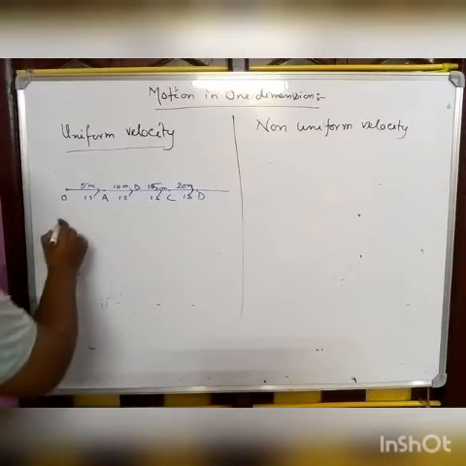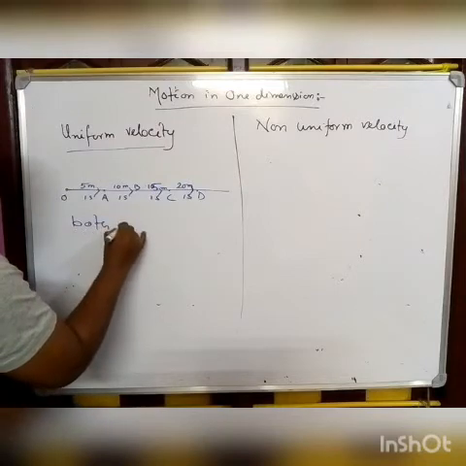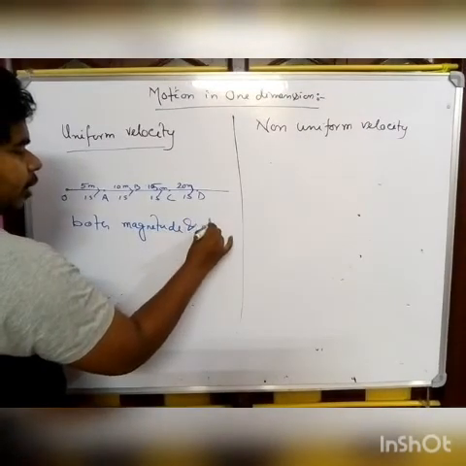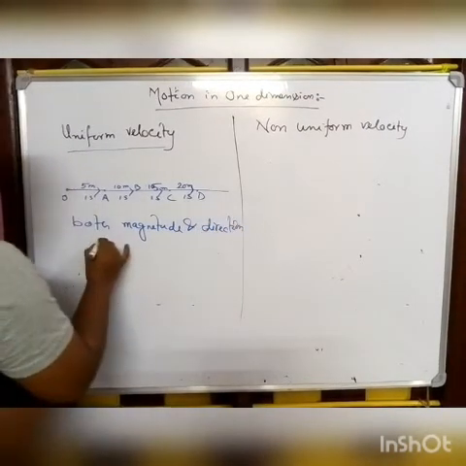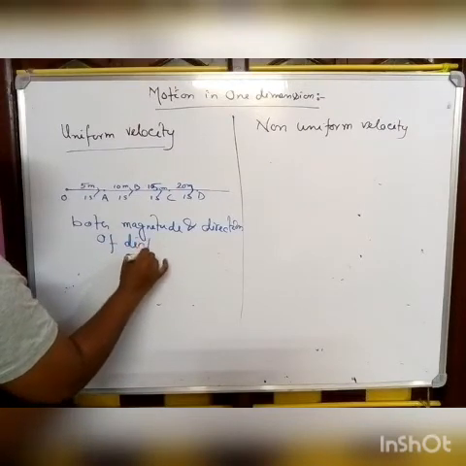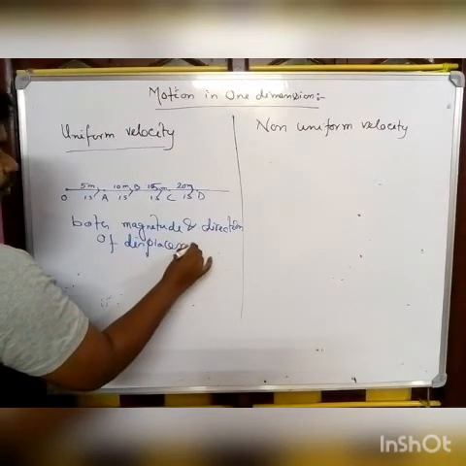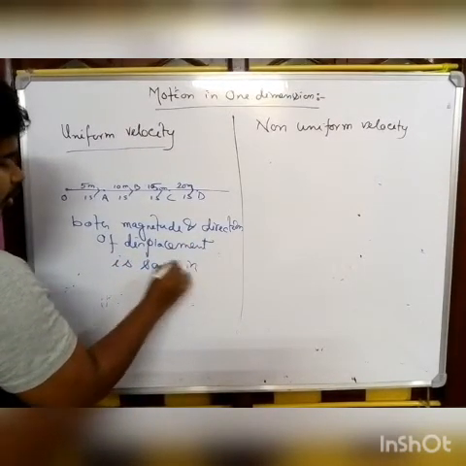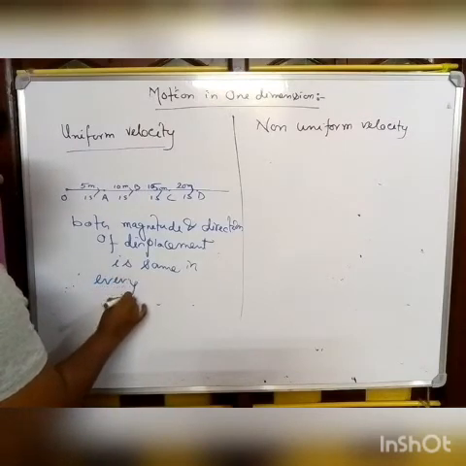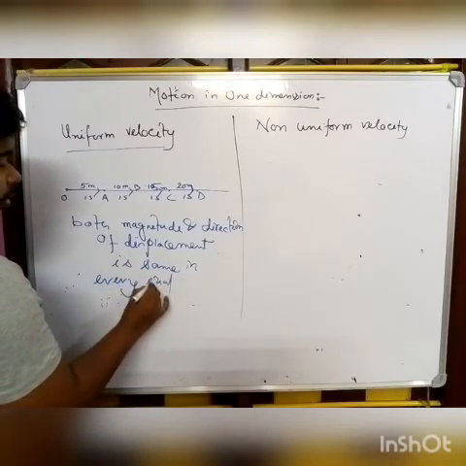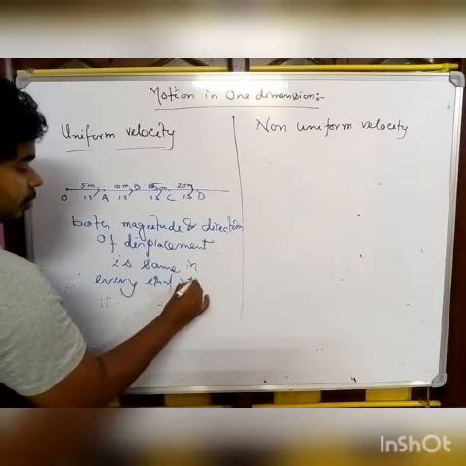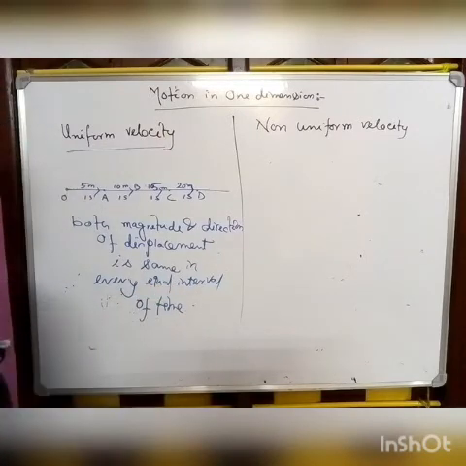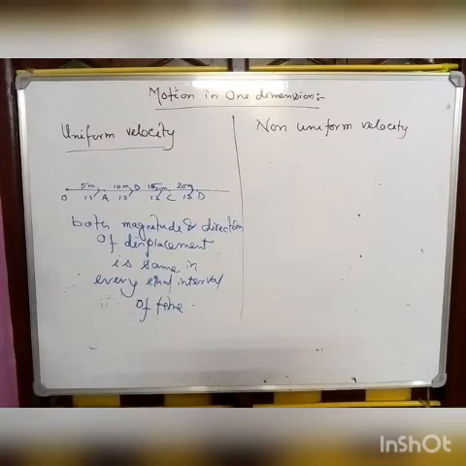Keep one thing in mind, both magnitude and direction of displacement is the same in every equal interval of time. Okay. Now we'll come to non-uniform velocity.